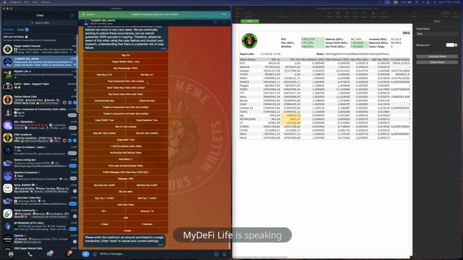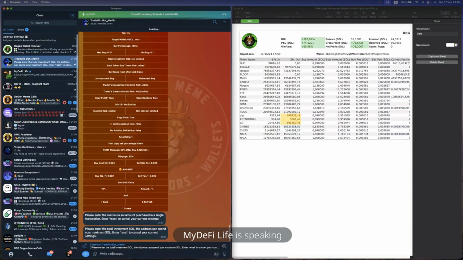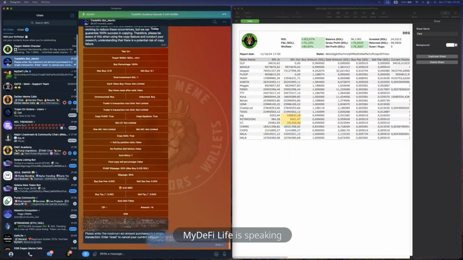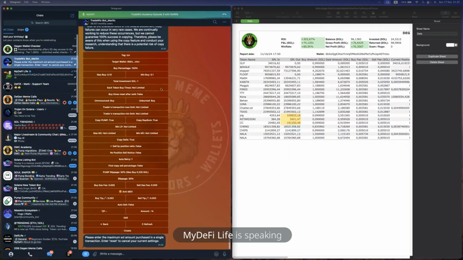For the total investment, it depends, again, on the risk of the wallet. If it's a risky wallet, then I won't put too much in, so I'll probably put in 1 Solana and just let it run.